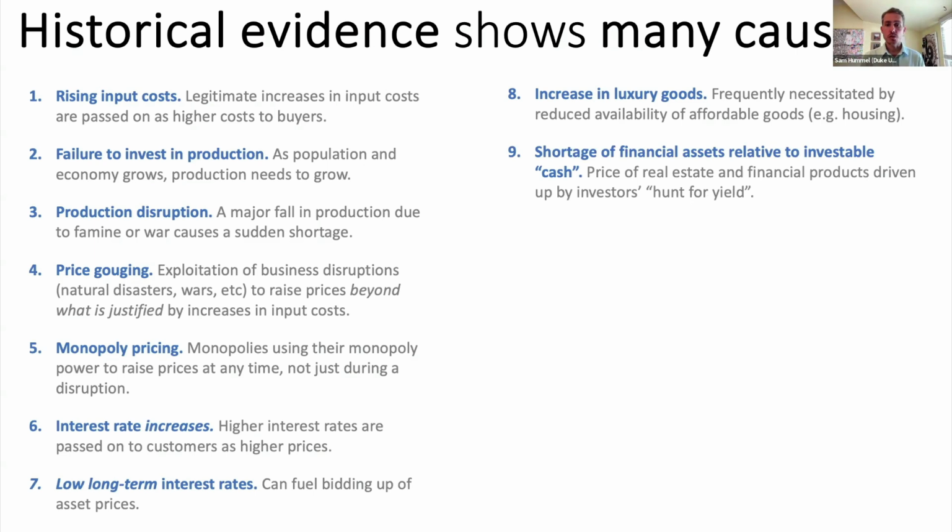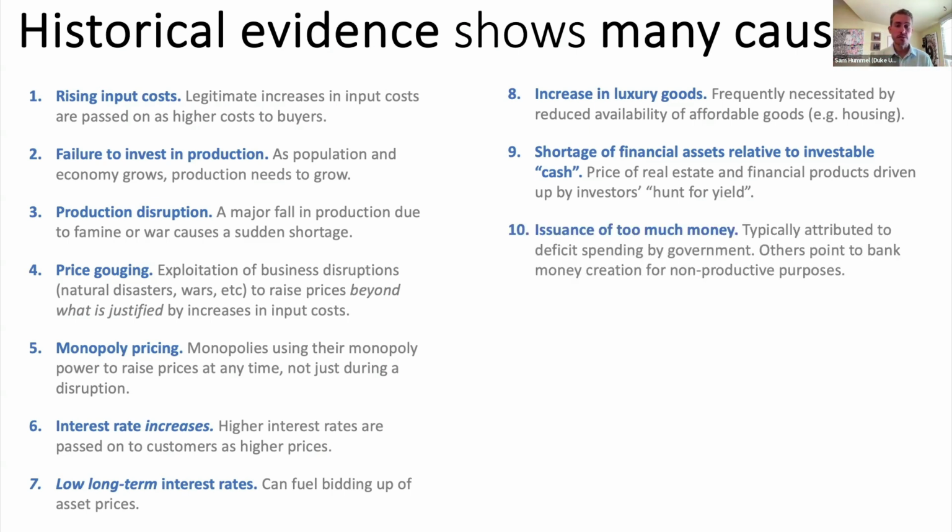Another one is a shortage of financial assets relative to investable cash. So some of you may have heard of asset managers at pension funds and various places that are just desperately trying to find places to invest their money in order to get a return on their investment. They're not allowed to just leave the money sitting in cash. So they will overpay for real estate or stocks or bonds just because they have to buy something. And this drives up the prices of those assets.